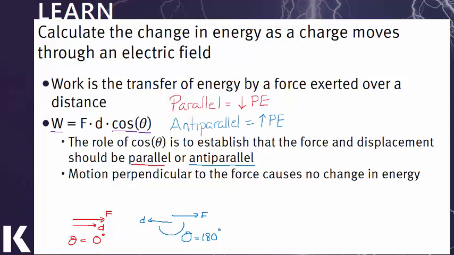The last possibility is if our force and our displacement are perpendicular to each other. So here we would have our force pointing in one direction, and to be perpendicular, that means that our angle is 90 degrees. So here, the cosine of 90 degrees is equal to 0. And that's why if our force and displacement are perpendicular, the work is 0. And also there will be no change in the energy of the system. So let's apply this to some practice questions.